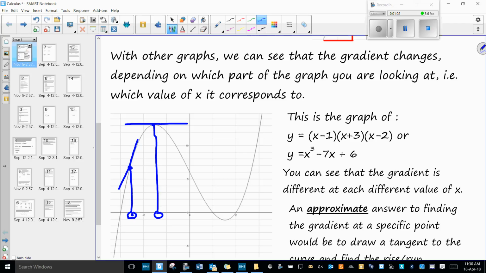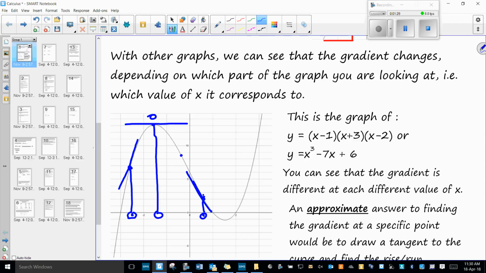How about this? Let me go over here in the positive. How about this place here? We're looking now at this positive value of x. It's now negative, and it's pretty steep, not humongous, but quite a big negative number. All happy? So we can see that it changes as the graph changes, and it changes depending on the value of x.